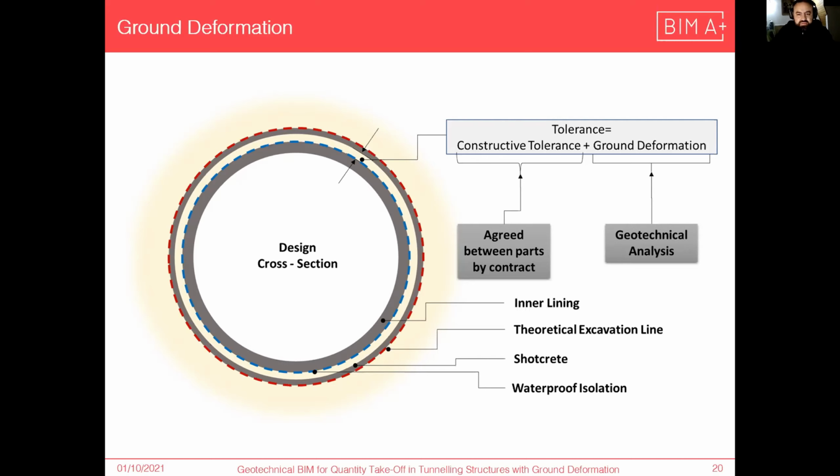So what is that void for? Actually, it is the best way to represent the ground deformation in a BIM model for quantity takeoff. So that will be the difference between a quantity takeoff BIM model and an as-built model for a tunnel. Because in fact, this representation won't happen in real life during the construction.